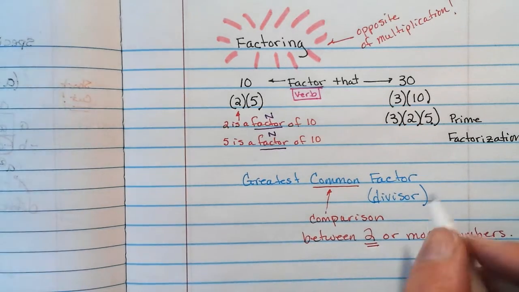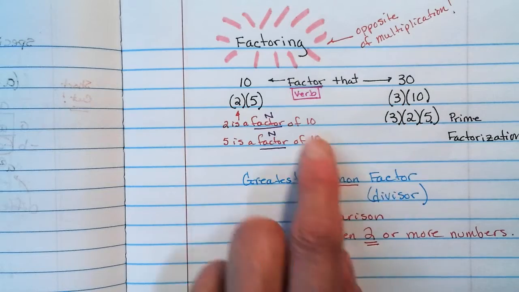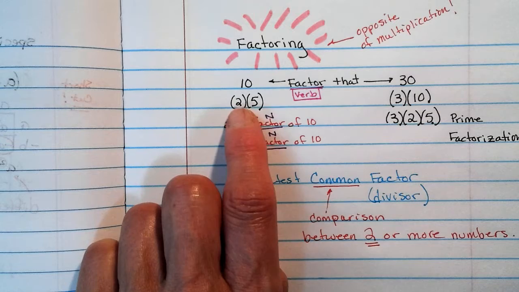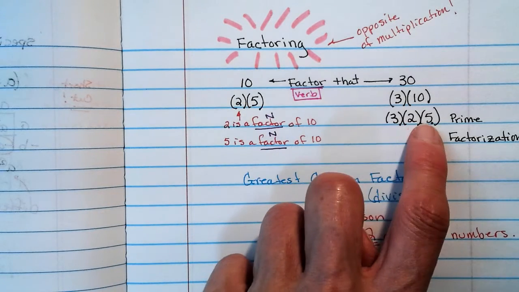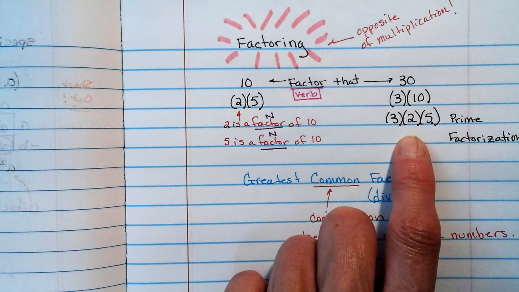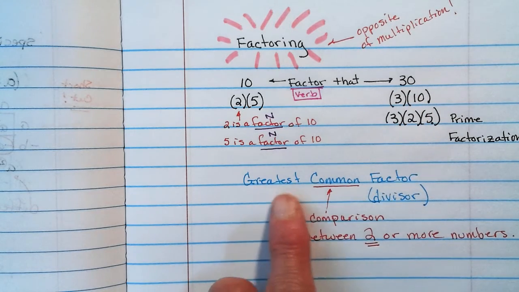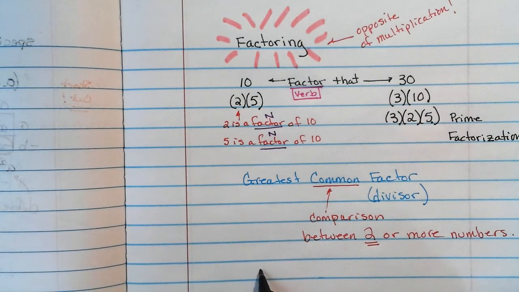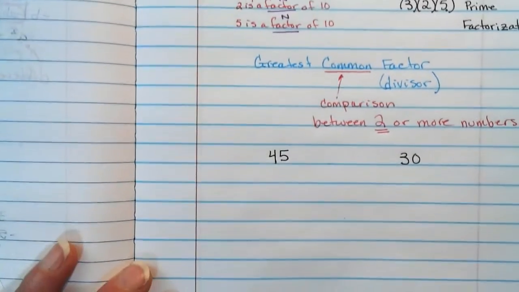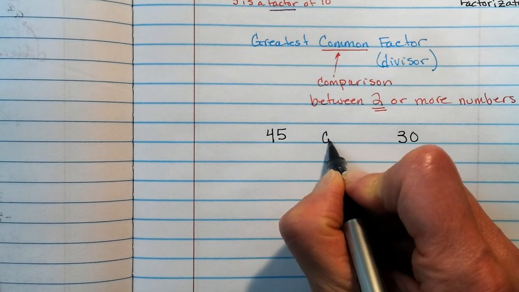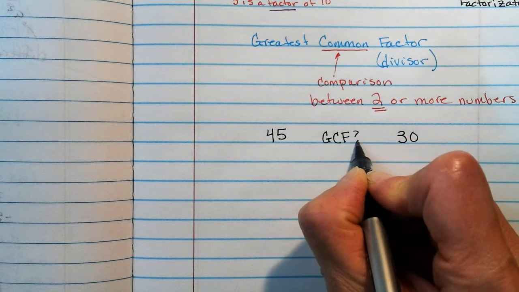Okay? So this is where it gets confusing, because notice we have the word factor here and we have the word factor here. These are going to be two different things. The factor of a number is two numbers multiplied together, sometimes three numbers multiplied together, to give me the original number. I'm breaking it down. But when I'm looking for the greatest common factor, I'm doing something else. So let's look at these two numbers. I have the number 45 and I have the number 30. So I want to know what is the greatest common factor. So that's the question. What is the greatest common factor between the two?